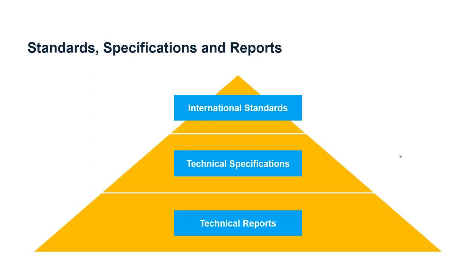The second one is a technical specification. Now, this is generally a pathway to an international standard, and it represents where there might still be some technical work that's underway, but it provides a solution for industry to adopt immediately while the technology develops and furthers into an international standard.